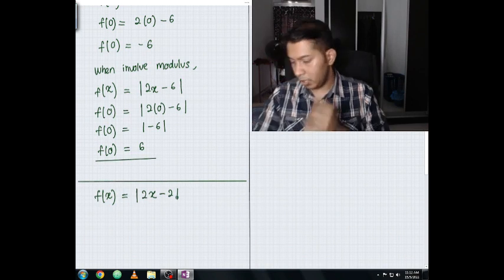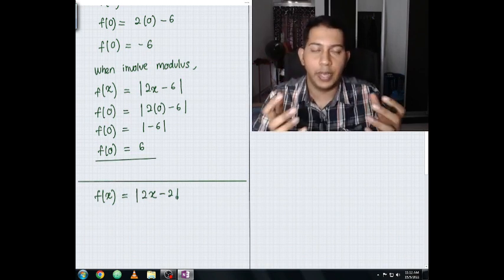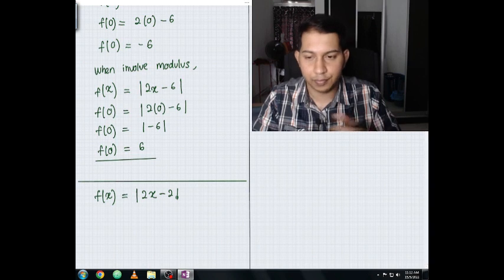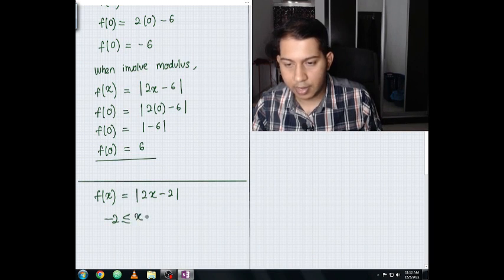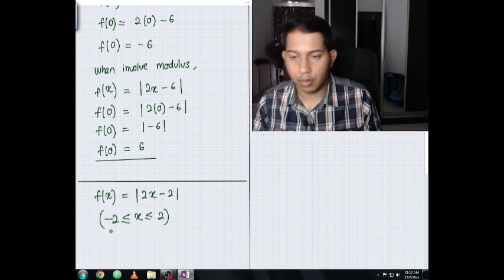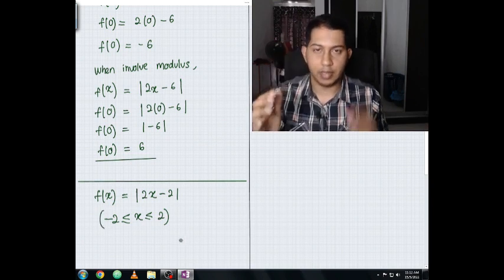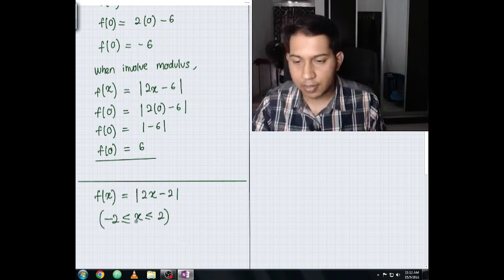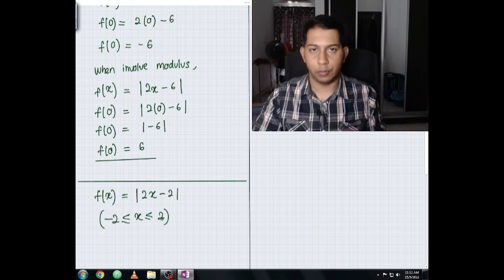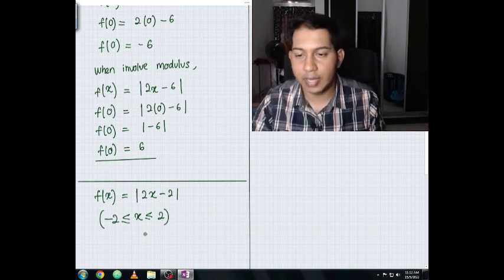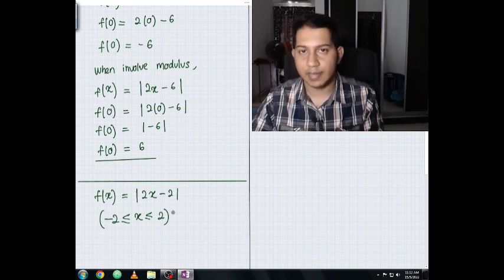Okay, so you are required to sketch a graph in a range from negative 2 less than or equal to x less than or equal to 2. So this is your range. The range is already given, so your x should be more than or equal to negative 2, and then less than or equal to 2. This is one of the examples they can possibly ask in the absolute function, guys.